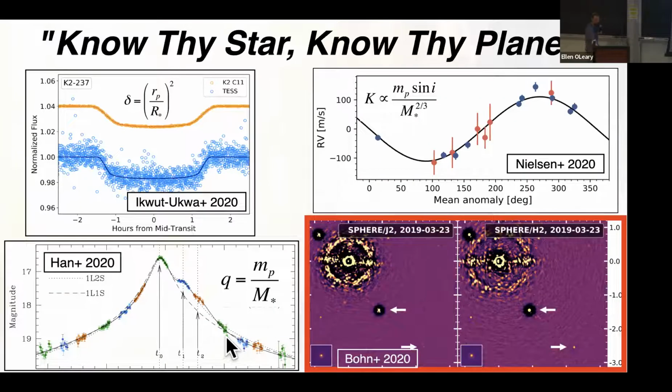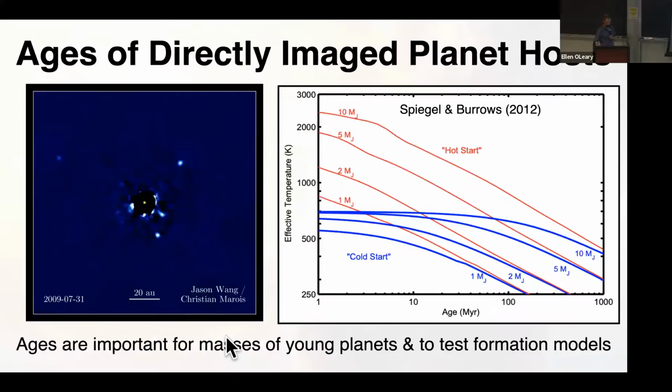Okay, the last thing I want to mention is direct imaging. Direct imaging, of course, is direct, so it doesn't have the same dependence on radius and mass of the star, but it does depend on the age of the star.